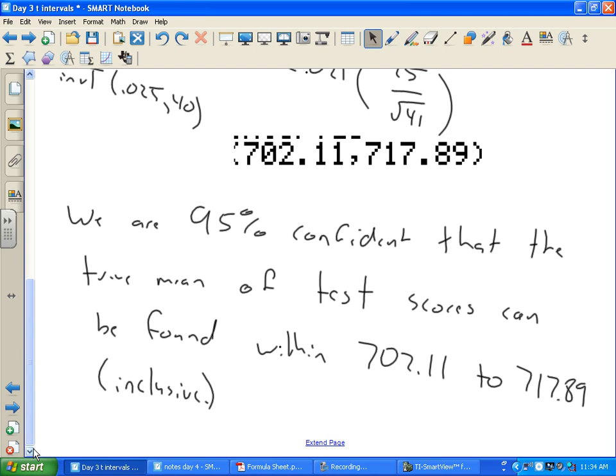And you don't have to have that inclusive. I'm just making a point that, hey, if we happen to get something at 702.11, it actually counts. Question? It's always inclusive. And I haven't really spoken to that. That's why you guys don't need to put it. But if you're putting things on a confidence interval, the rule of thumb is that it is inclusive. Okay?